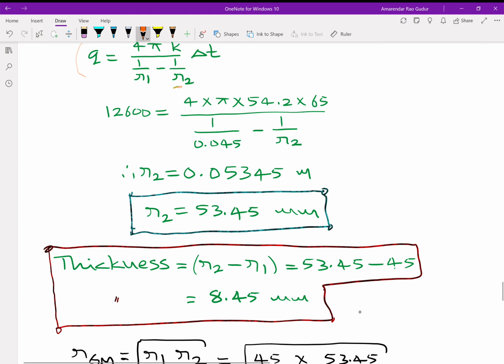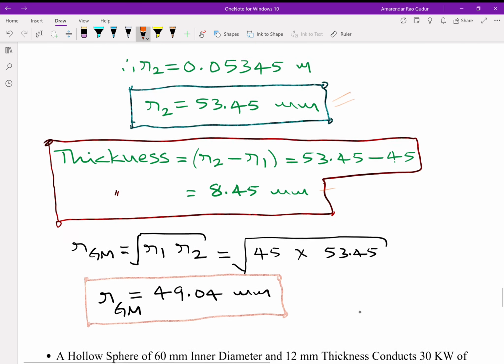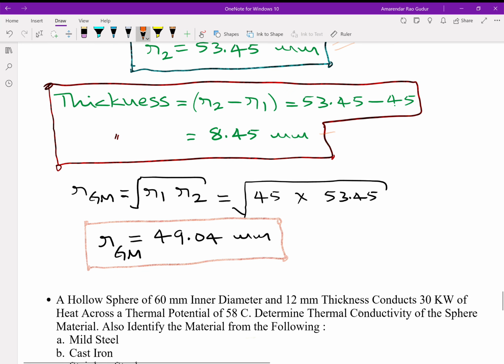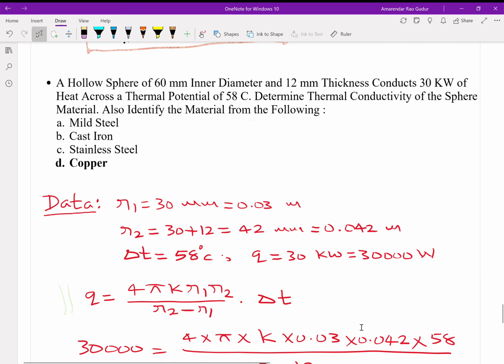multiplied by 1000, 53.45 millimeters. The thickness is simply R2 minus R1, 53.45 minus 45. It is going to be 8.45 millimeters. Having found R2, R1 is available, RGM is square root of R1 R2, which is going to be square root of 45 into 53.45. It's going to be 49.04 millimeters.